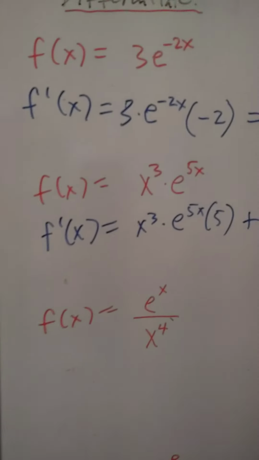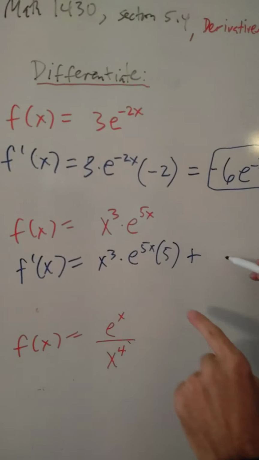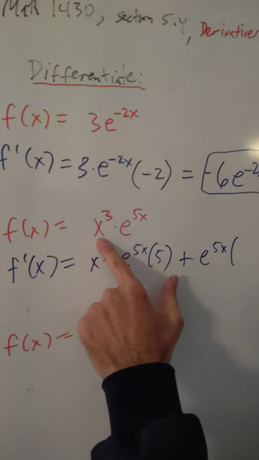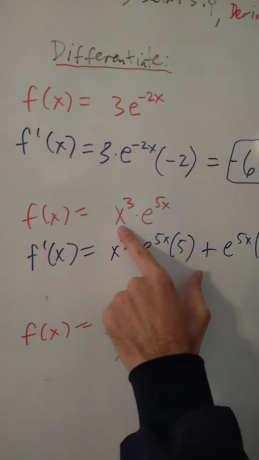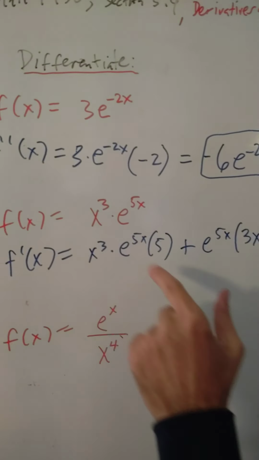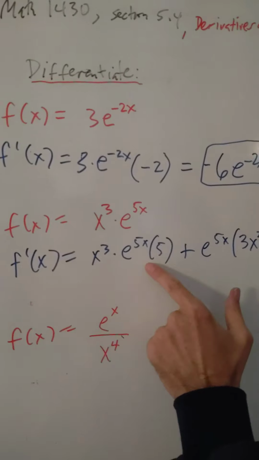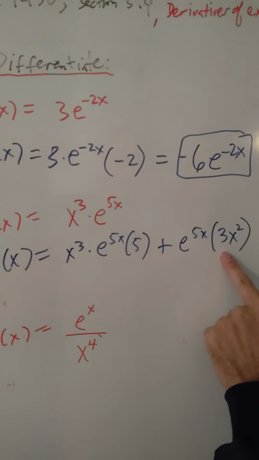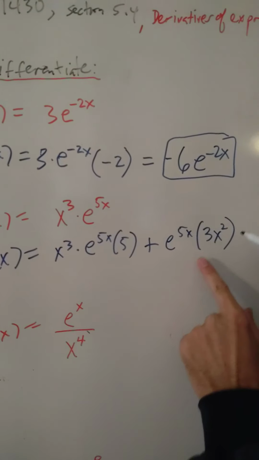Okay, and then we're going to go plus the second, e to the 5x, times the derivative of the first. So the derivative of the first is, by the power rule, 3x squared. So first times derivative of the second plus second factor times the derivative of the first factor. And then let's simplify that.